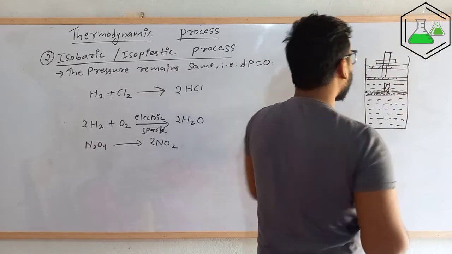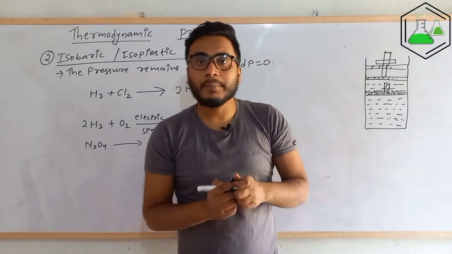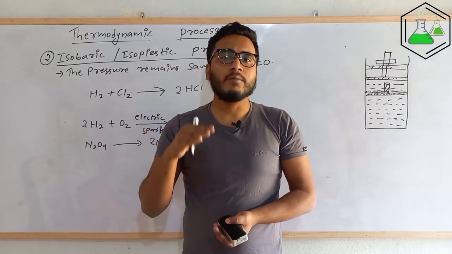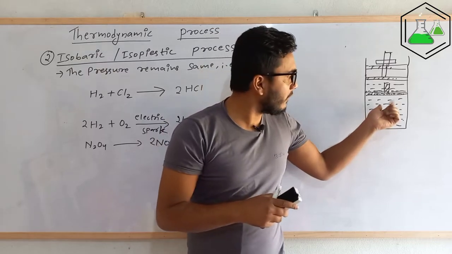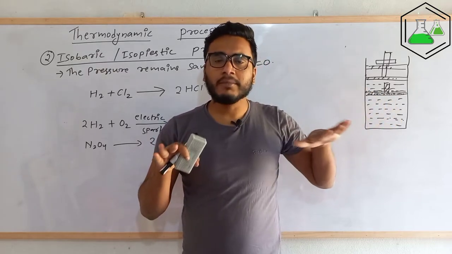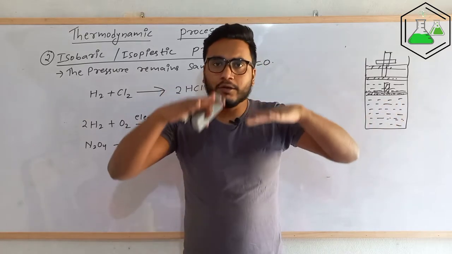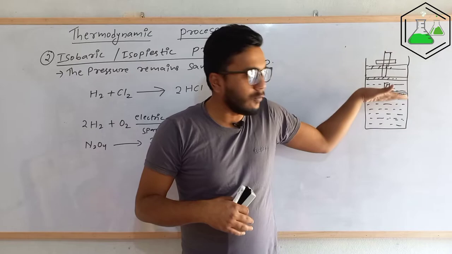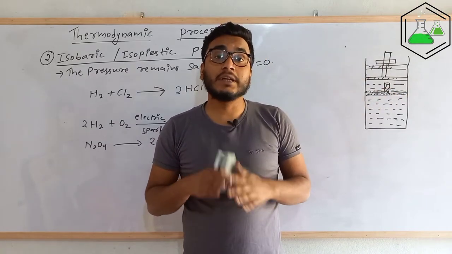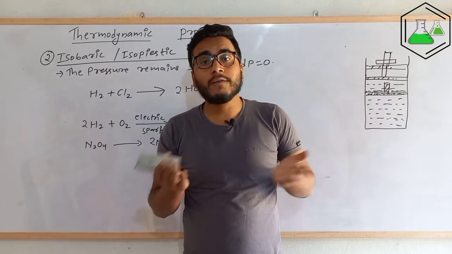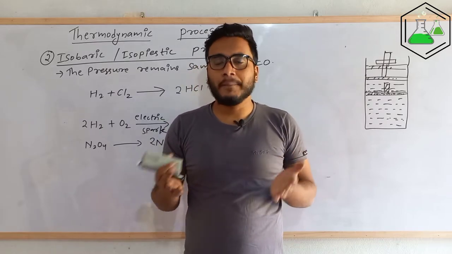Did you understand what I just said? To maintain the pressure equal, the piston sometimes moves up, sometimes moves down. If the volume inside the system remains same, then the piston will not move. And if the volume inside the system decreases, the piston comes down. And if the volume inside the system increases, then the piston will go up. And this is all for maintaining equal pressure.